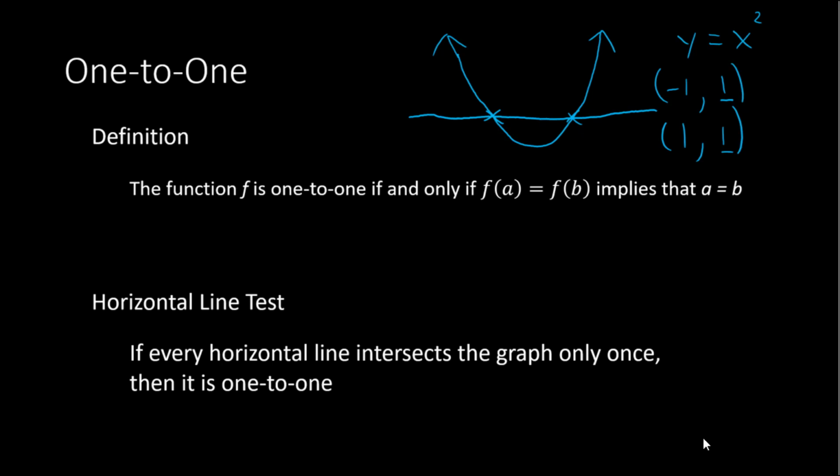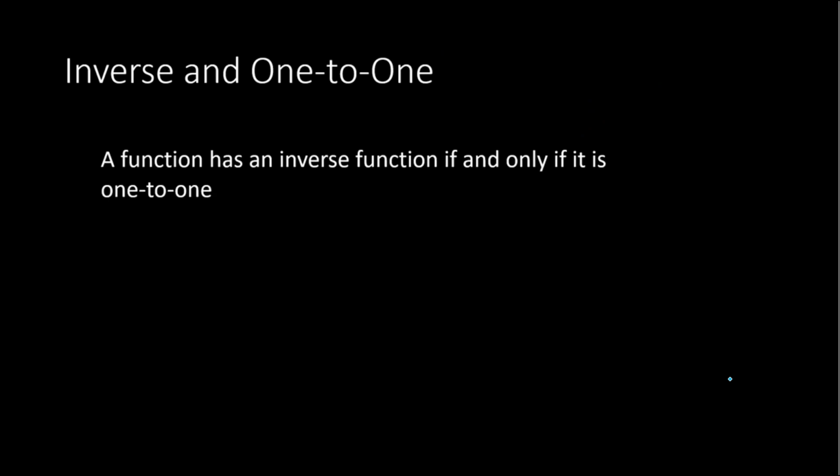So how does one-to-one have anything to do with an inverse? All right, well, a function has an inverse function if and only if it is one-to-one. So if it's not one-to-one, it does not have an inverse function.